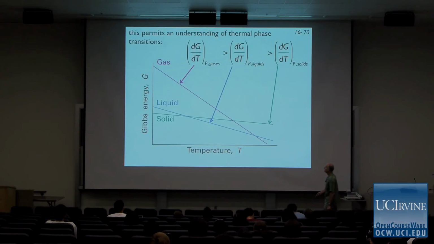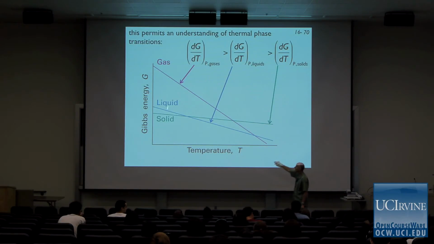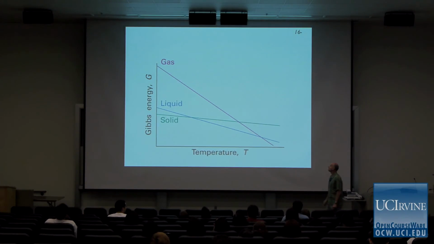So one of the consequences of the chemical potential is in understanding this diagram right here. Once again, this is the Gibbs energy on this axis, and this is the temperature on this axis, and we're talking about three phases of a particular component, let's say water. The slope of these lines is going to be dictated by these derivatives. In other words, the slope of this line is equal to minus the entropy of vapor phase water. This is minus the entropy of liquid water, and this is minus the entropy of solid ice.